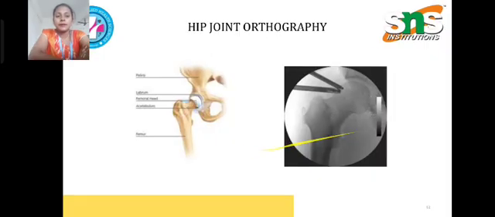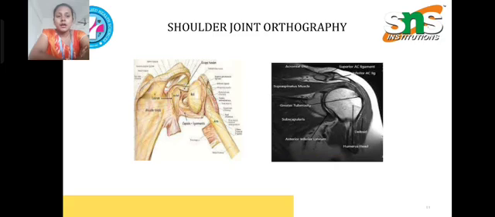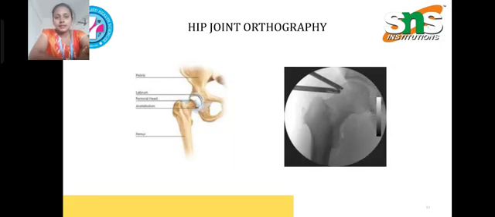For example, if the patient has complications in the shoulder joint or in the hip joint, the hip arthrography procedure is performed in this manner only. The spinal needle is inserted into the hip joint as shown in the figure, and about 20 to 30 ml of contrast media is pushed into the particular joint cavity, and spot films are taken.